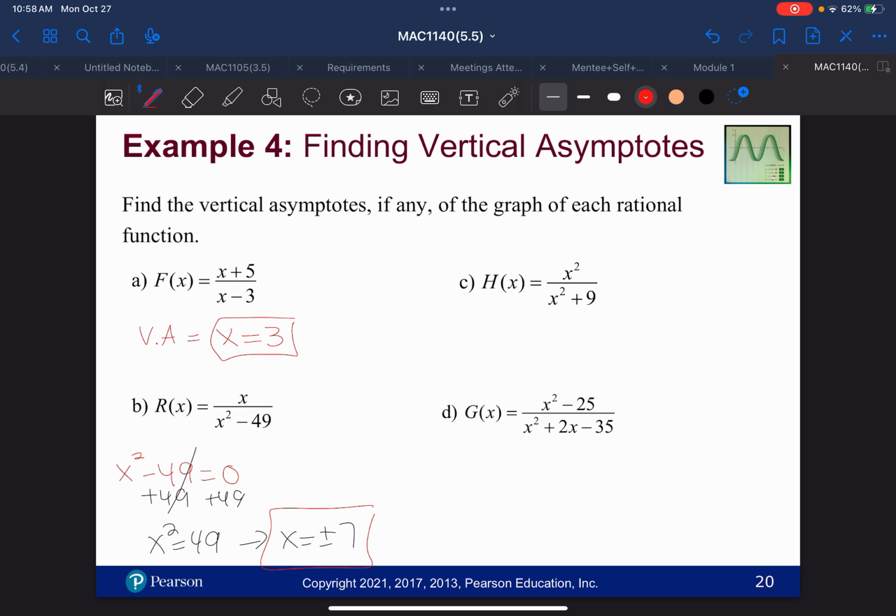For C, the denominator is x squared plus 9. If I tried to set that equal to 0 and solve, I would subtract 9, and I see that this is going to give me the square root of 9 times i. So this is an imaginary solution. Therefore, there is no real number that will make the denominator equal to 0. So therefore, h of x has no vertical asymptote.